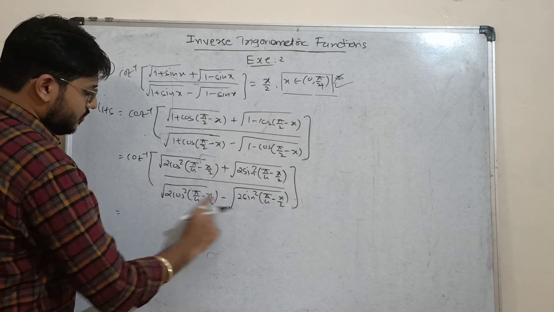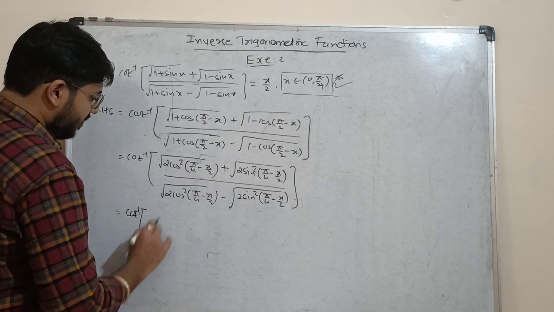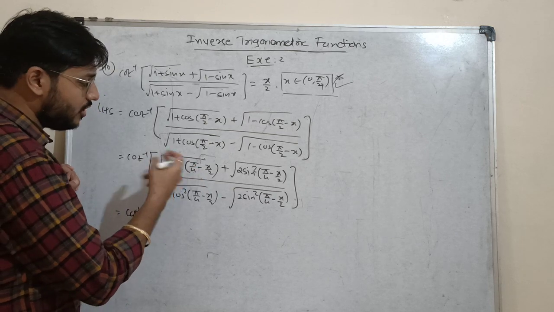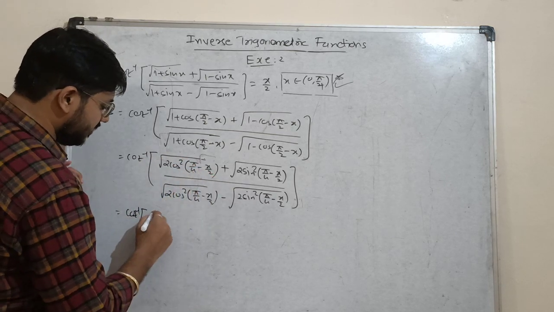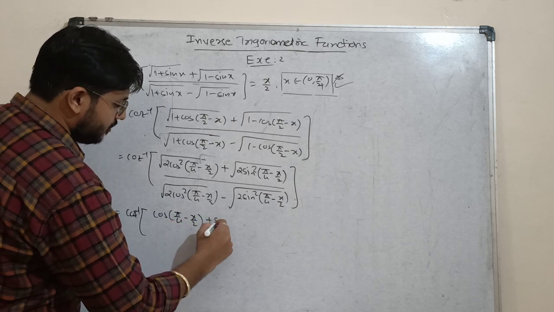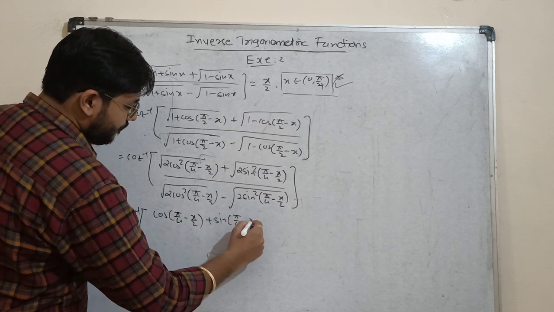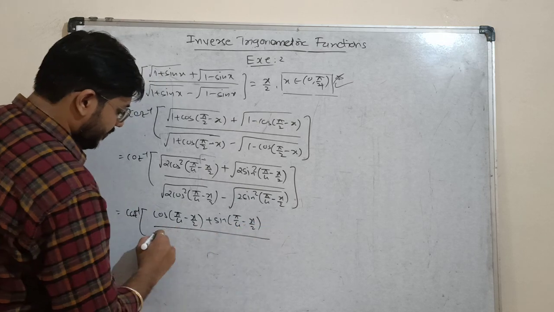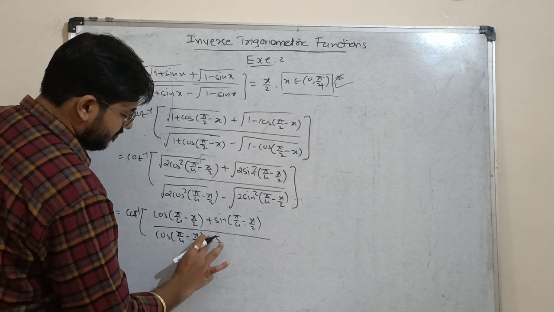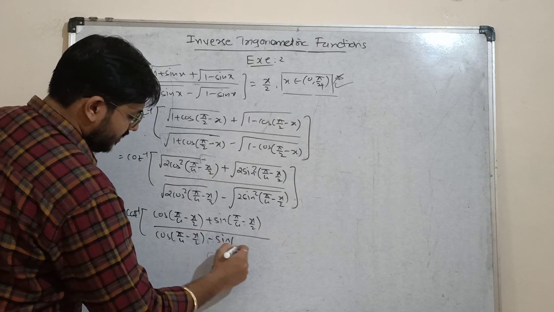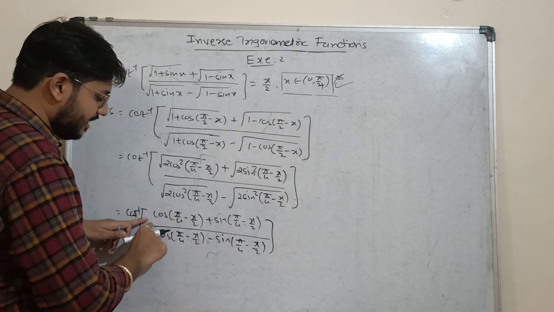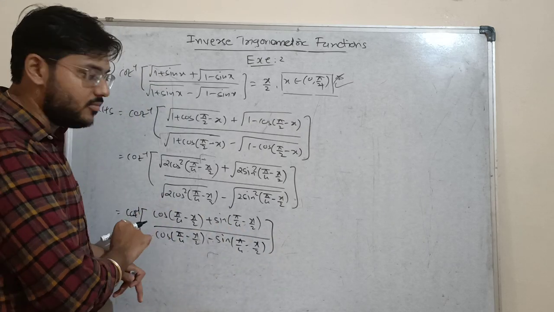Now, 2 and 2 cancel from all. And if we remove the square root and square, we have to put modulus, right? But I am not going to put modulus. I am telling you the reason. I will directly write cos pi by 4 minus x by 2 plus sin pi by 4 minus x by 2 upon cos pi by 4 minus x by 2 minus sin pi by 4 minus x by 2. I have already written the term directly without putting the modulus.